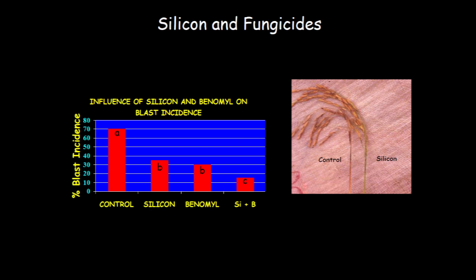So what about managing this under field conditions? We were curious about silicon and fungicides. We had a study where we looked at silicon alone plus a benlate. That was back in the late 80s, early 90s. That was the fungicide of choice and the only choice. And you could see that silicon was performing as well as a fungicide in suppressing panicle blight. But again, the combination was the most effective.